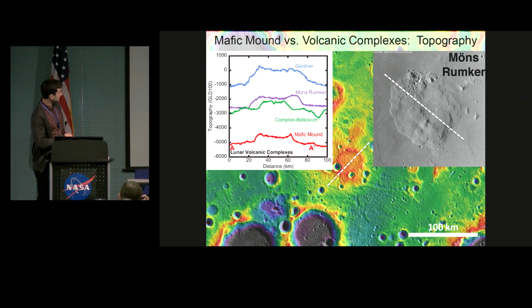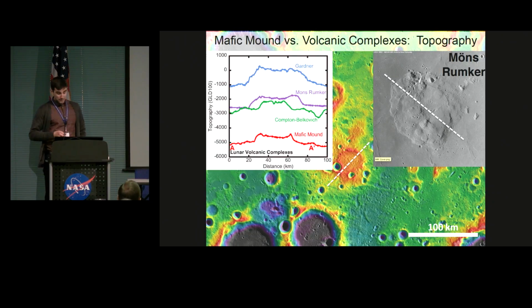So here I'm showing topographic profiles of Mafic Mound, and we're comparing that to several other volcanic complexes. So we're looking at Gardner, Mons Rumker, and Compton-Belkovich. Mafic Mound looks a heck of a lot like these volcanic complexes, so we interpret it to be a volcanic feature that formed in the center of SPA.